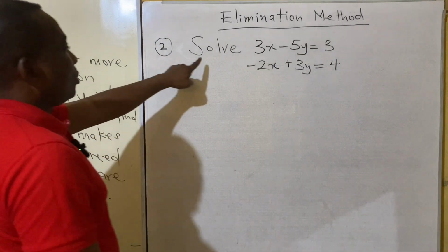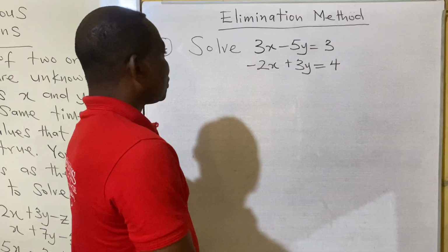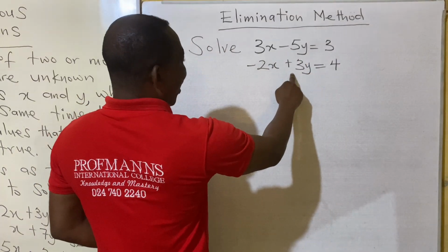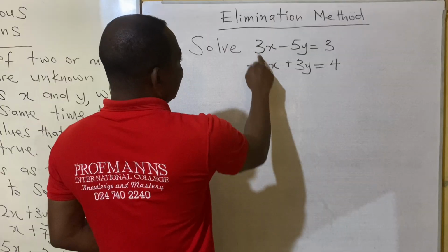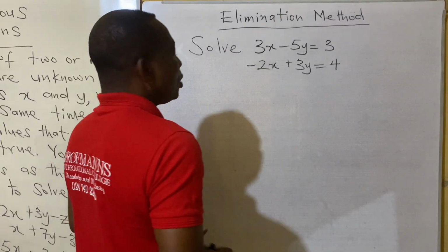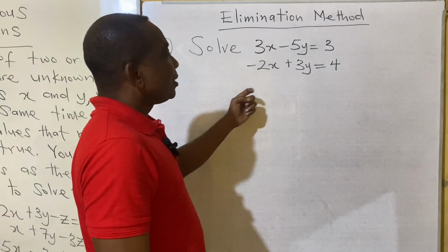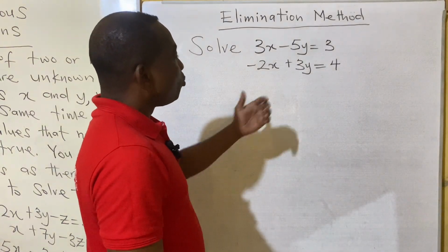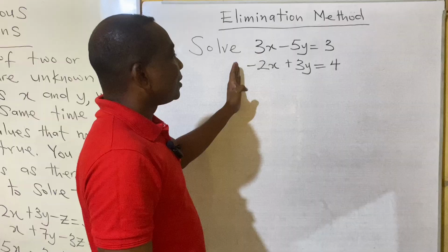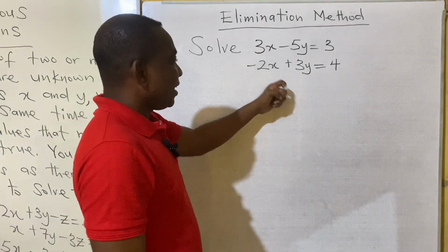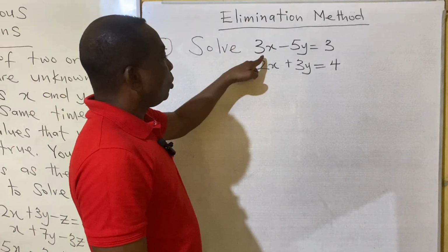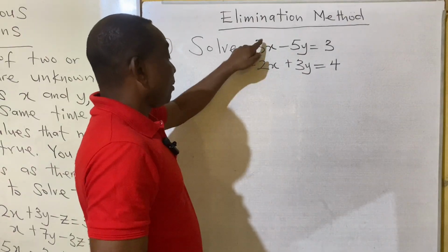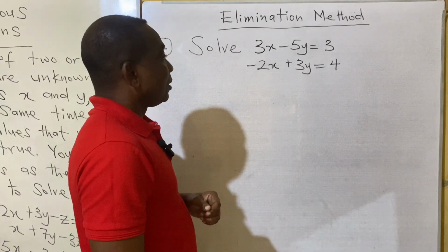Number 2, solve this simultaneous equation. The coefficients of the y are not the same. The coefficients of the x are not the same. So we cannot readily eliminate any of these variables, but we can manipulate to make the coefficients of one of the variables the same. So you can do any, but I choose to eliminate the x. So how do we manipulate and make the coefficients the same?